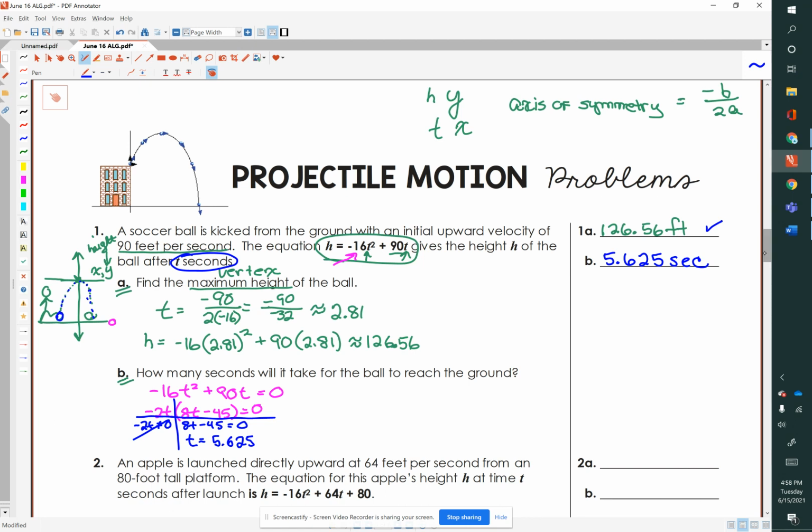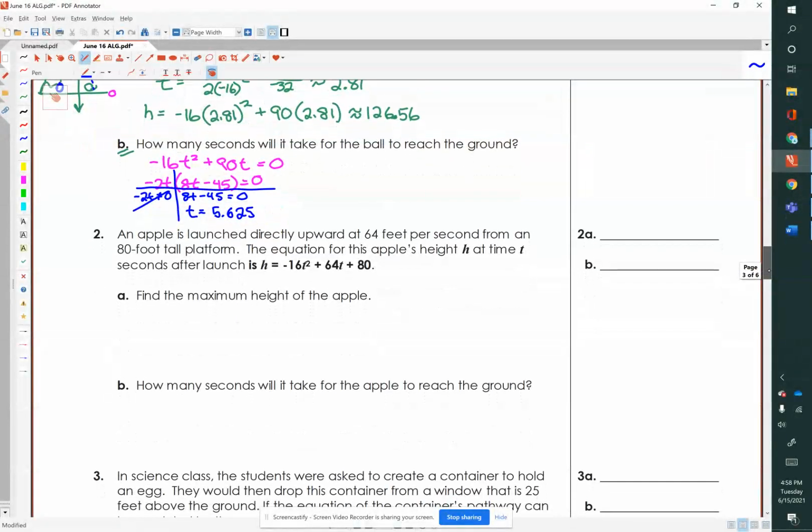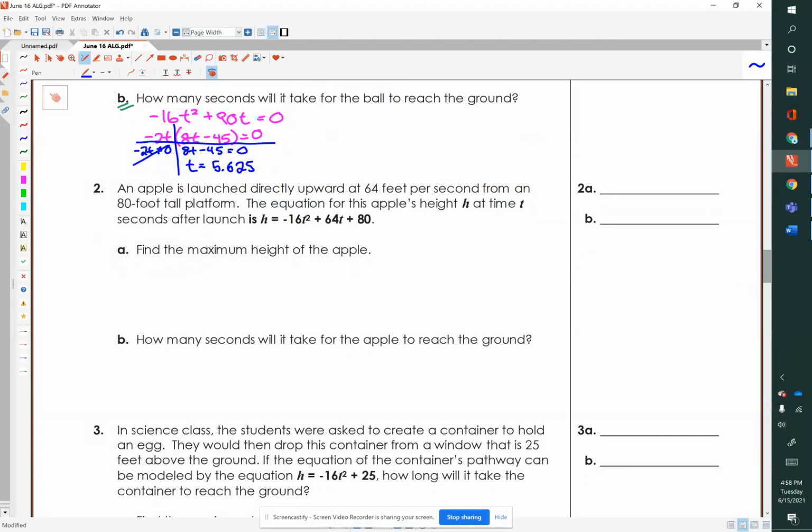So let's try another one. Now we've got an apple that's launched directly upward at 64 feet per second from an 80-foot tall platform. The equation for the apple's height, h, at time t seconds after launch is h equals negative 16t squared plus 64t plus 80. So first we want the maximum height.